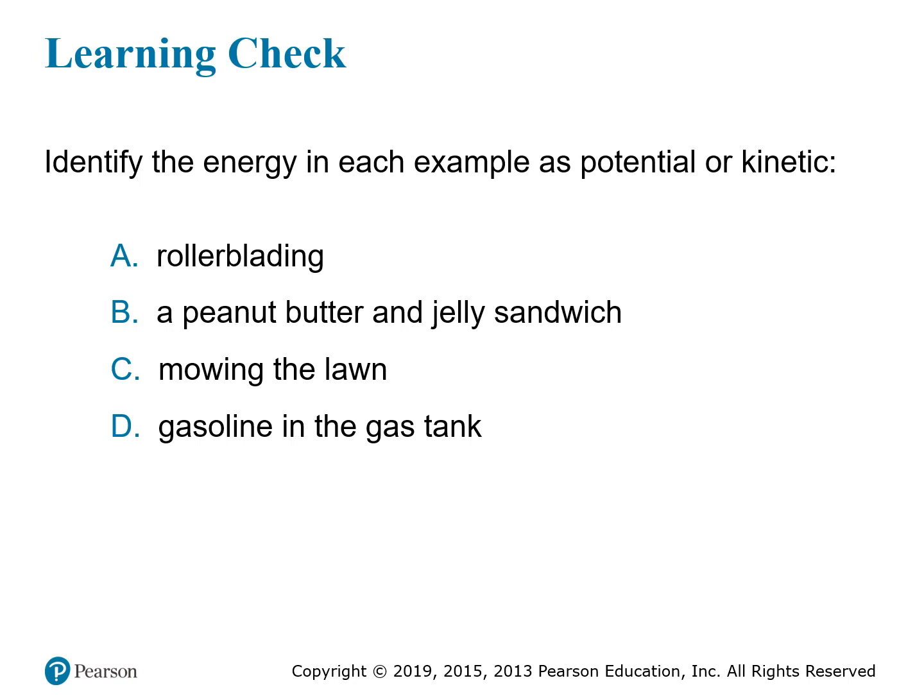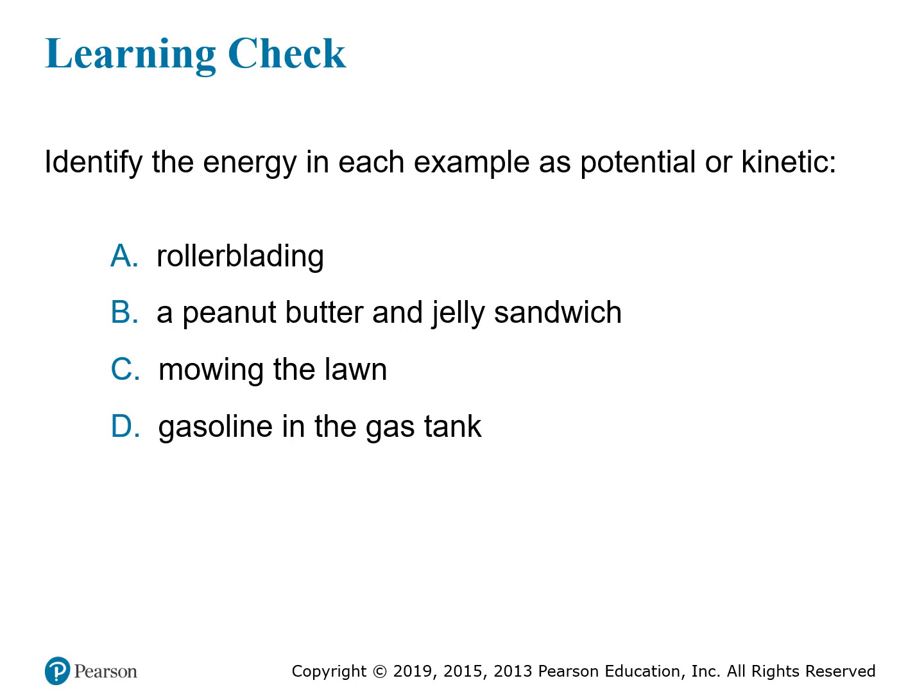So for each of these systems, we want to identify whether they are an example of potential or kinetic energy. For instance, the first one is rollerblading. Rollerblading is obviously movement or motion, so that's a good example of kinetic energy. A peanut butter and jelly sandwich obviously is a type of food, and so it contains energy in its composition and the chemical bonds within it. So that is potential energy.